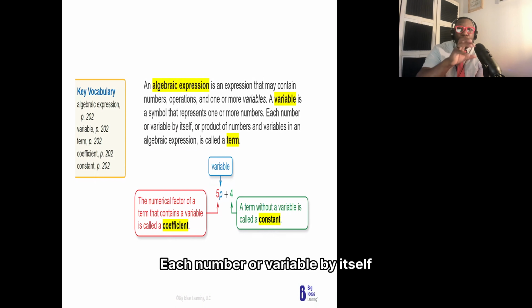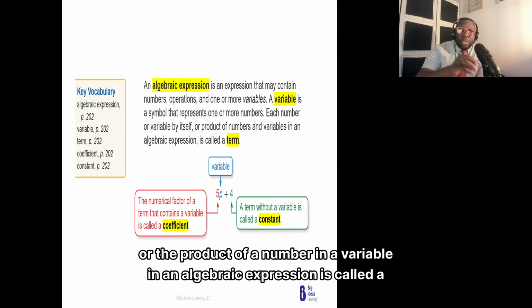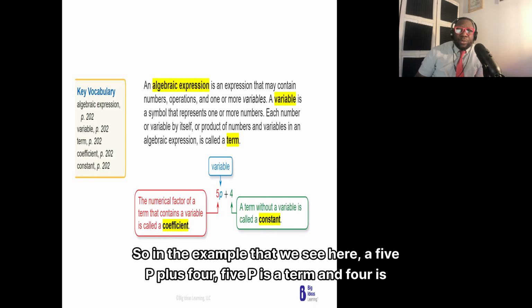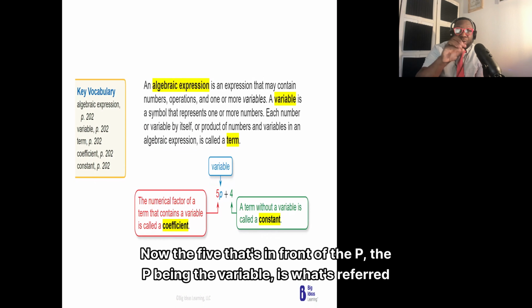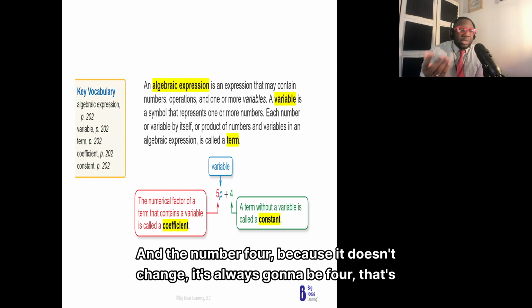Each number or variable by itself or the product of a number and a variable in an algebraic expression is called a term. So in the example that we see here of 5p plus 4, 5p is a term and 4 is a term. Now the 5 that's in front of the p, being the variable, is what's referred to as a coefficient. And the number 4, because it doesn't change, it's always going to be 4, that's called a constant.